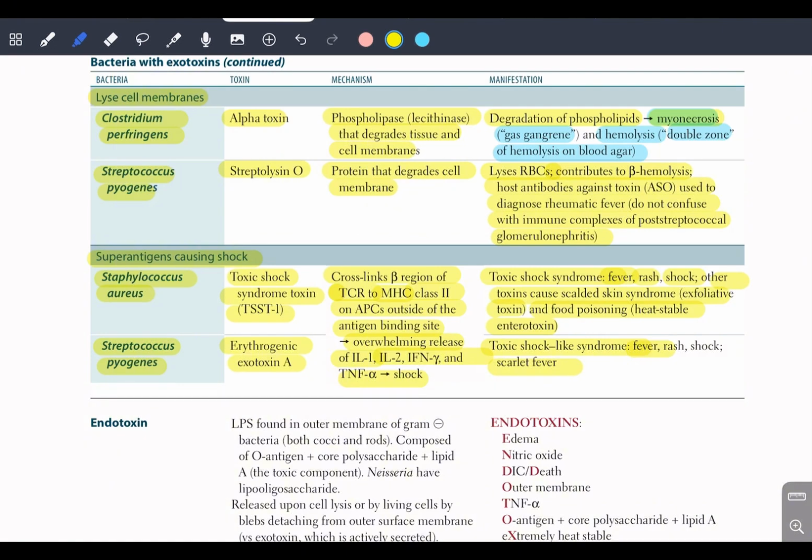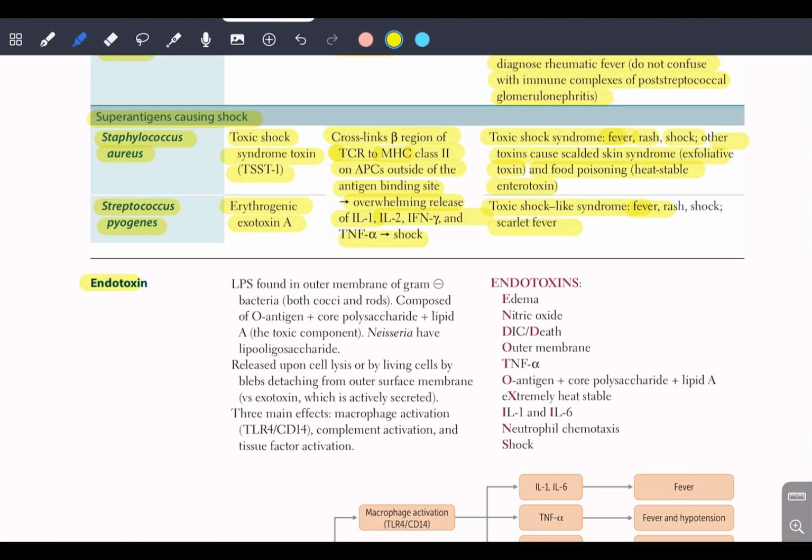Then we have endotoxin. As we discussed, it is a lipopolysaccharide. It is found in the outer membrane of gram-negative bacteria, both cocci and rods, and is composed of O antigen plus core polysaccharide plus lipid A. The toxic component of endotoxin is lipid A. So the composition is O antigen, core polysaccharide, and lipid A, and among the three, the toxic component is lipid A.